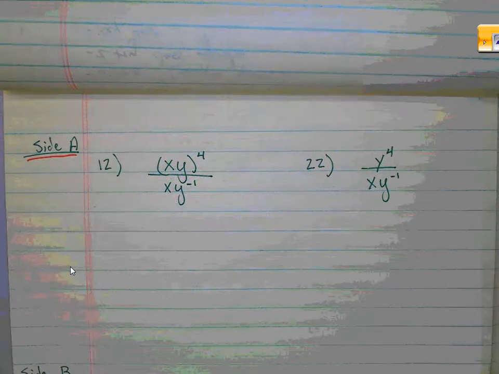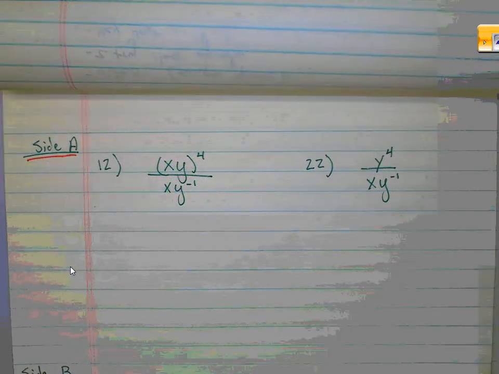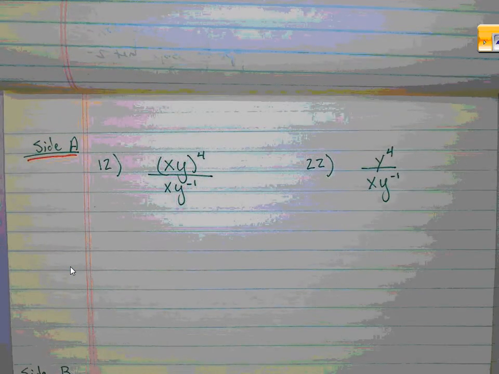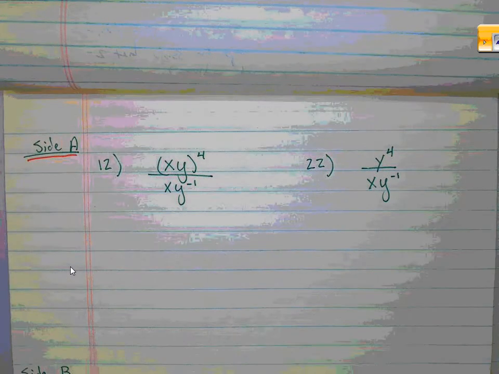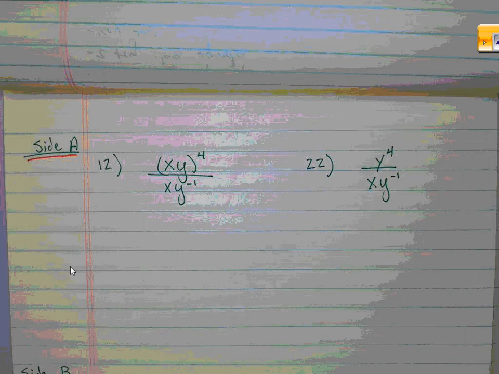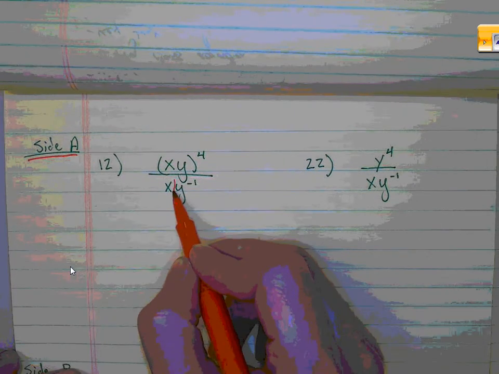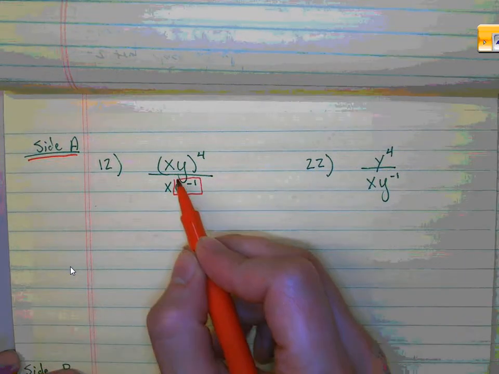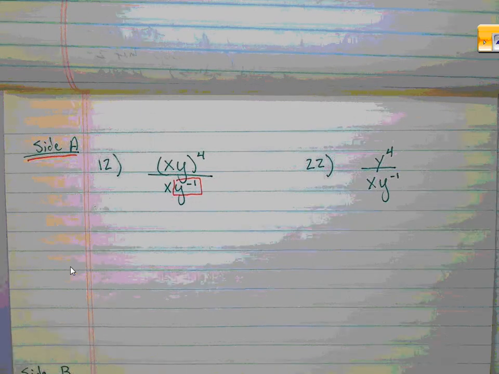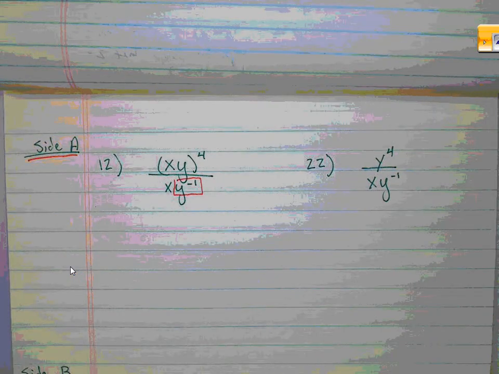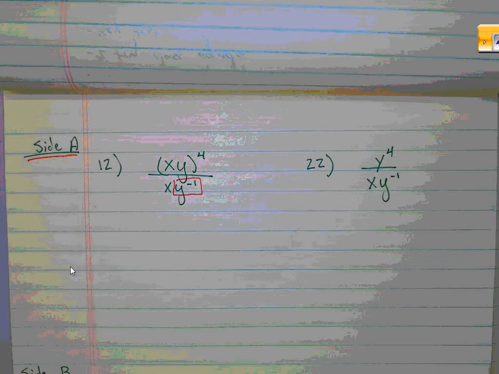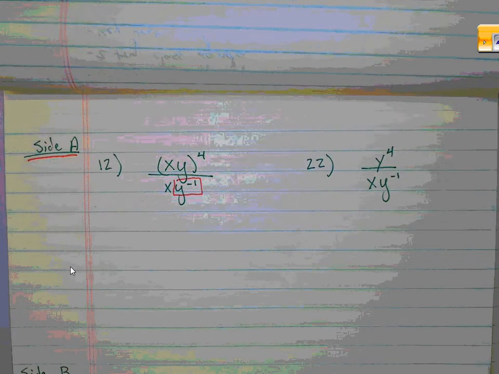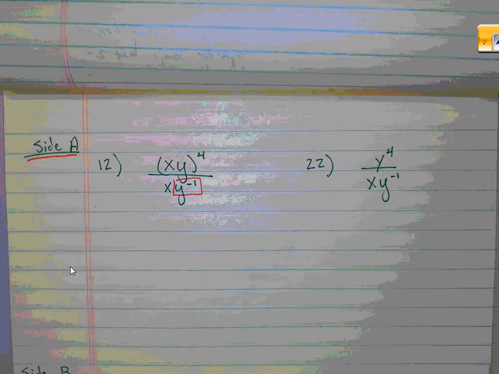Problem number 12, we have x times y, quantities to the 4th power, over x times y to the negative 1st. So here's something that is really important about y to the negative 1st. Since there are no parentheses there, that negative 1 is only affecting the y. It's not affecting the x, and that's a really common mistake that people make.